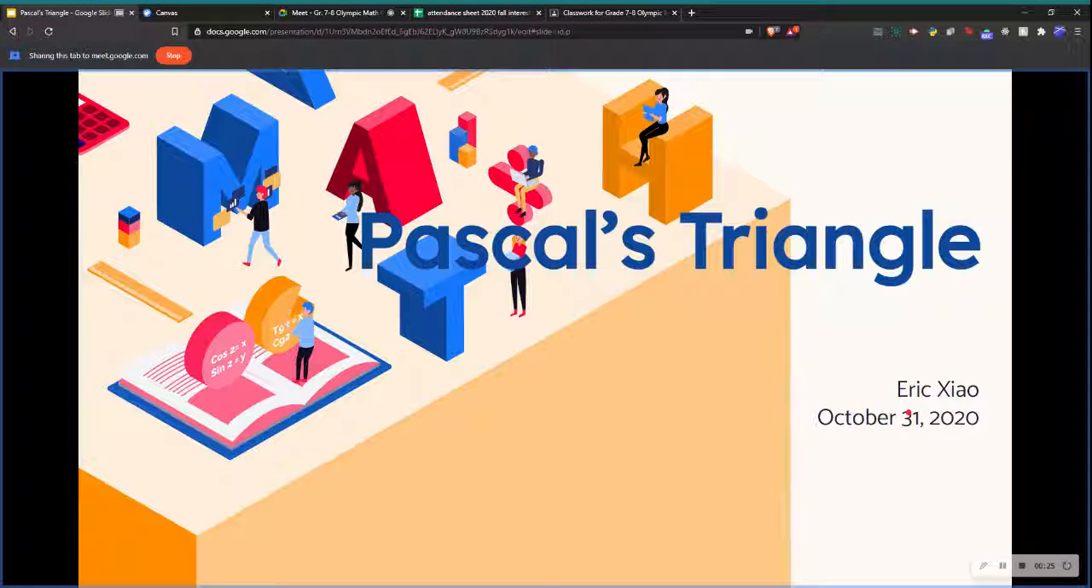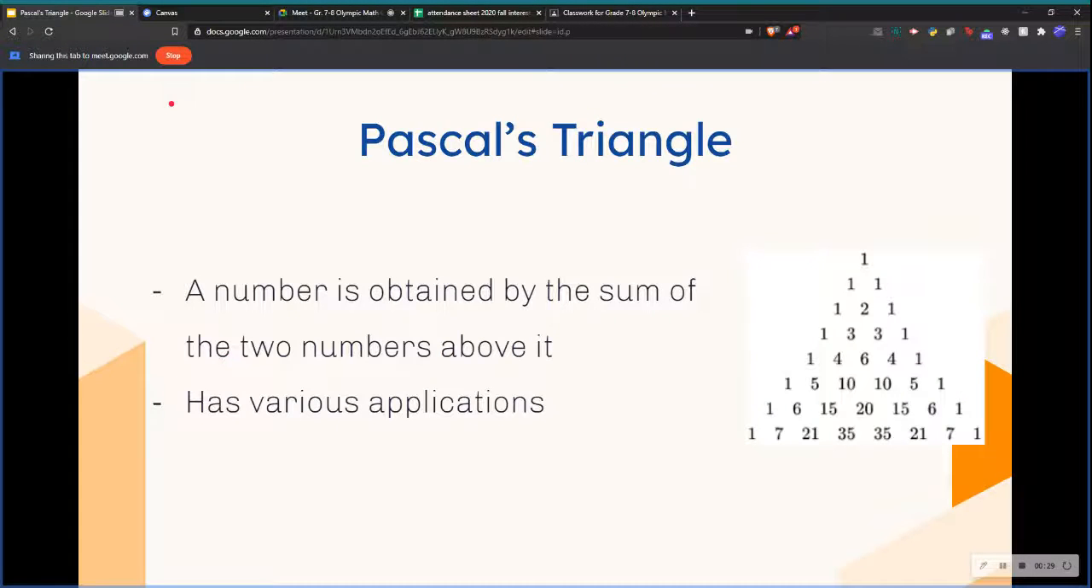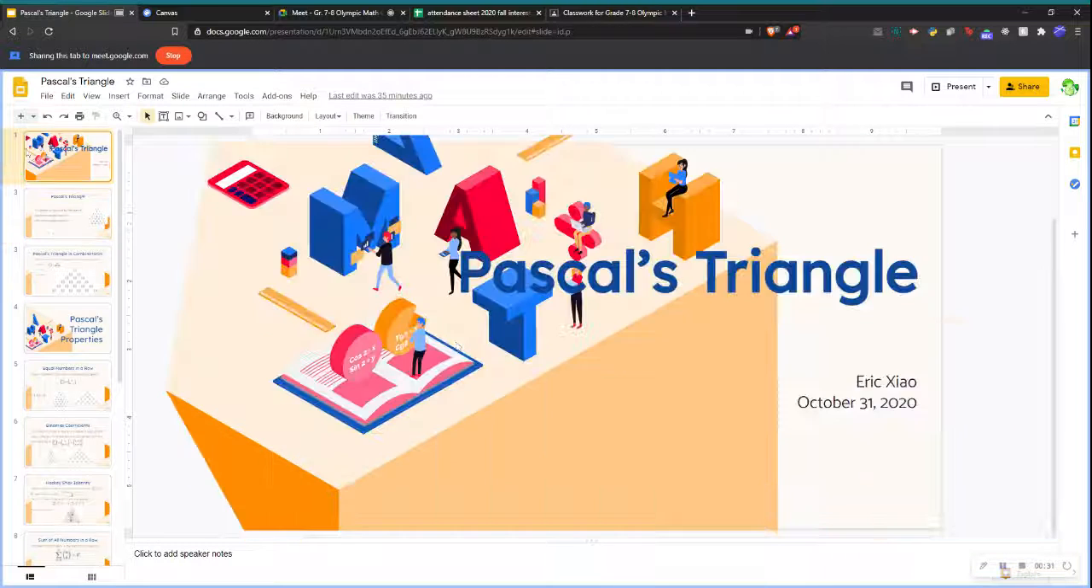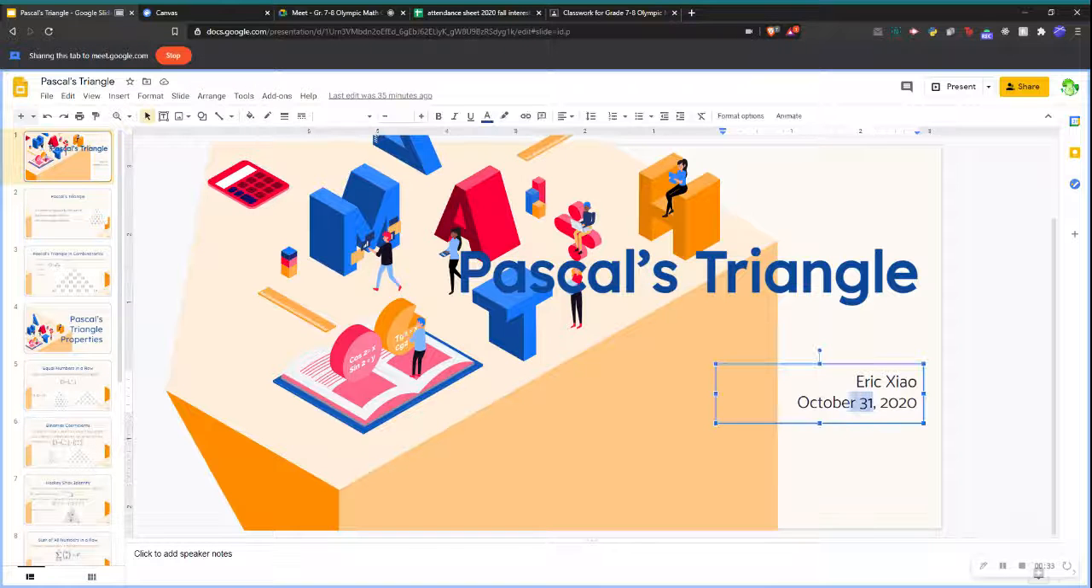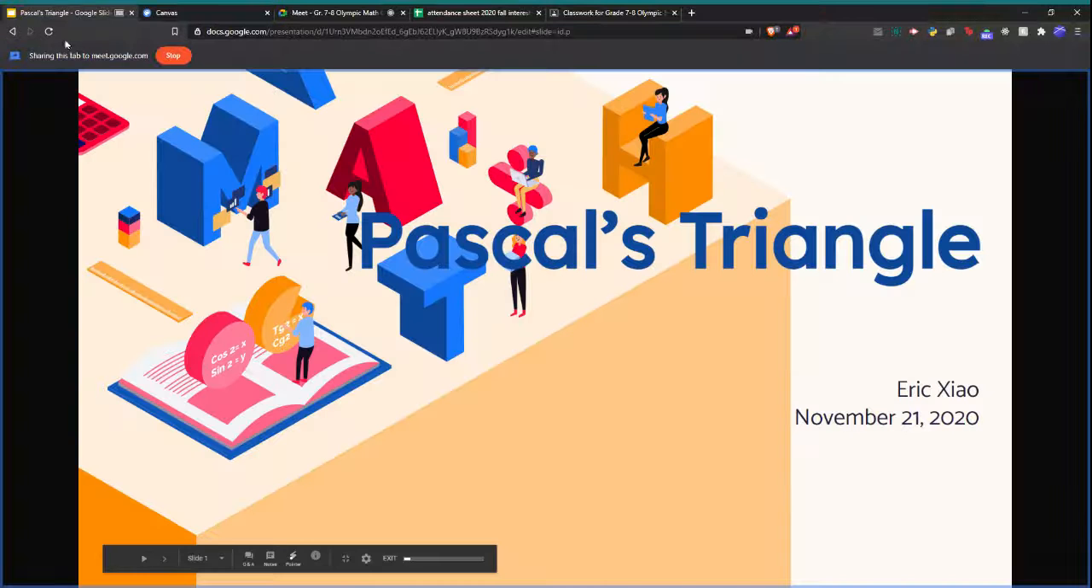It says 31st, I think. I don't know why. I'll change it up. Okay, I'll say November 21st. Not sure why it says that. Probably because I copy pasted this template from another lesson. So yeah, I forgot to change that date. There you go. Should stop bothering you now.